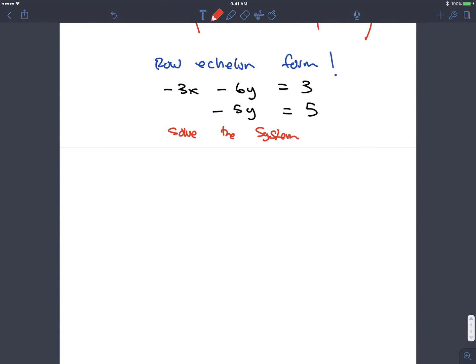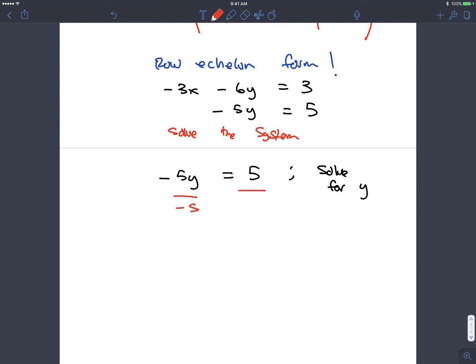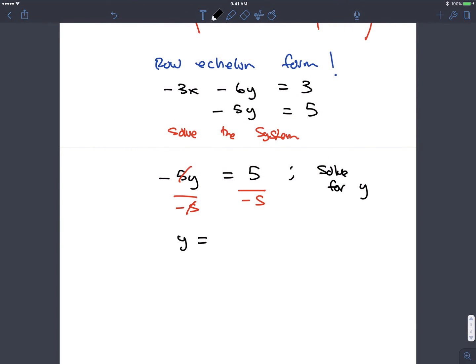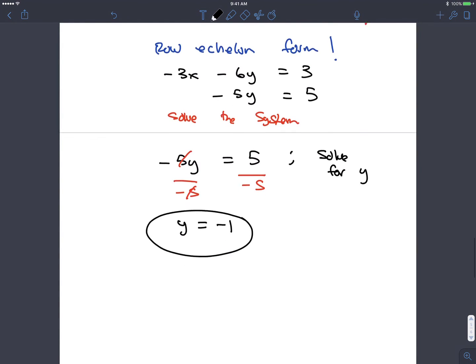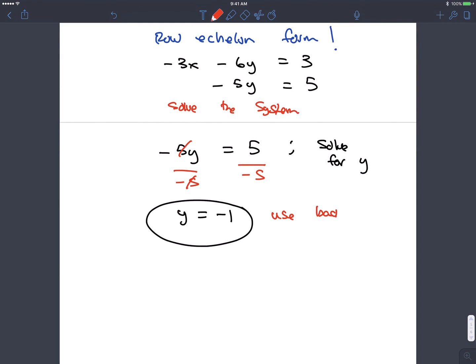How we do that is using algebra. That negative 5y equals 5, we can solve for y. So I'll go through this detail. Divide both sides by negative 5. We get cancellation. And now y is going to be positive 5 divided by negative 5, which is negative 1. And in all my classes, I remind students to use back substitution to find the other variable. You know y is negative 1, so I can go back to any equation.